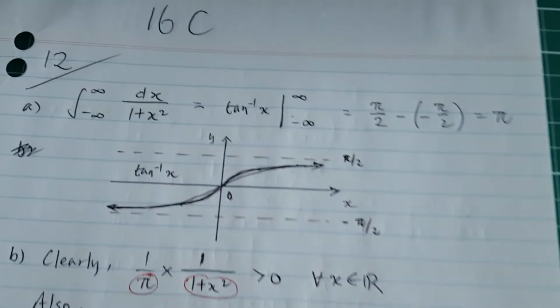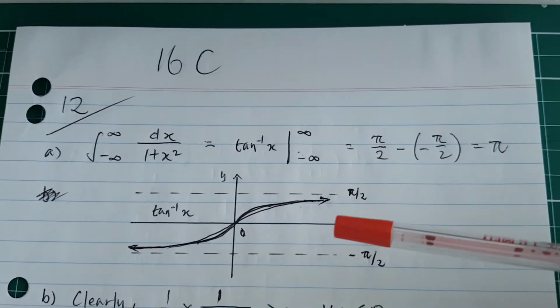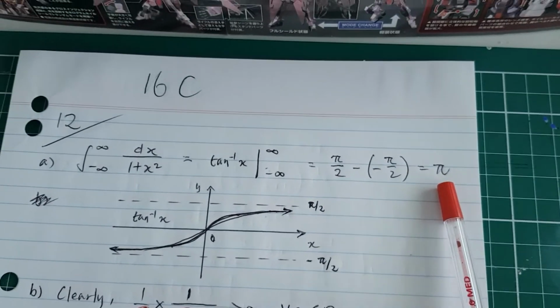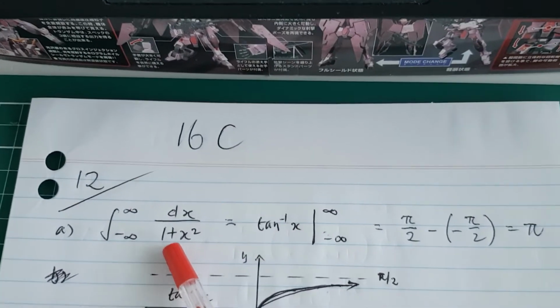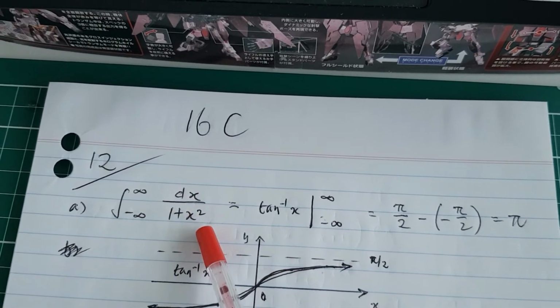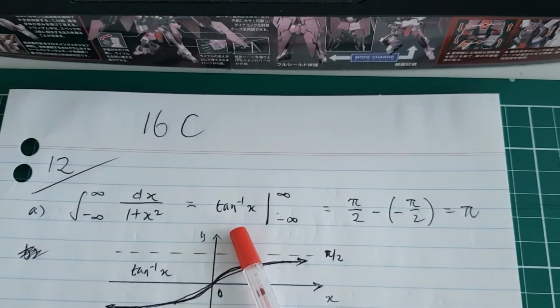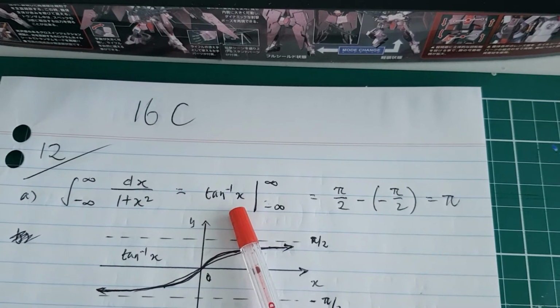Question 12. So you have to show that this definite integral ends up being pi. Well, let's have a look. So that's that one. But we all know that the integral of 1 on 1 plus x squared with respect to x is just tan inverse. And you can also get that information from the reference sheet.